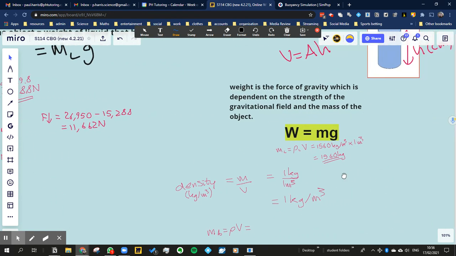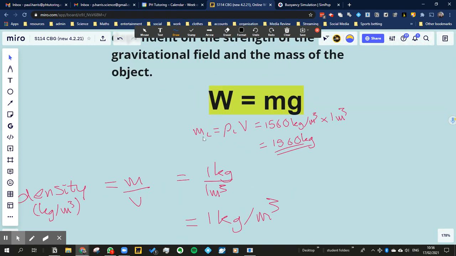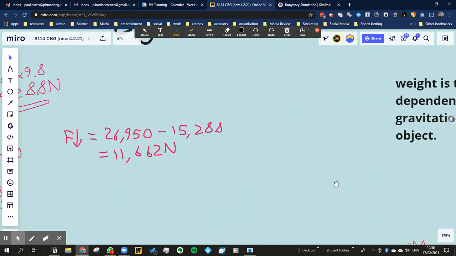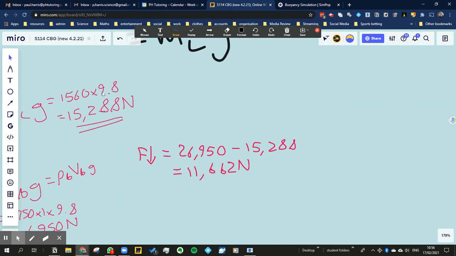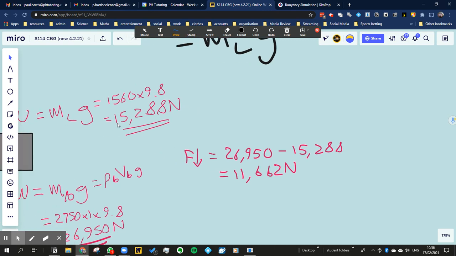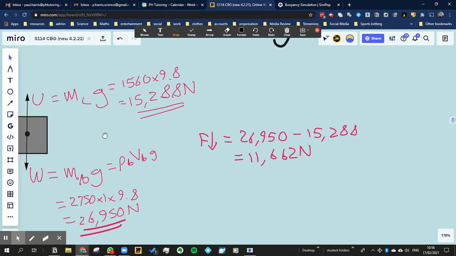If we go down here, we'll work out the mass of the liquid, which is going to be equal to the density of the liquid multiplied by the volume, which is 1,560 multiplied by 1. So the mass of the liquid is 1,560. We multiply that by gravity, which we're going to say is 9.8, because the simulation also says it's 9.8. And we get this. This is the upthrust, or I think the simulation calls it buoyancy, but it's the same anyway.